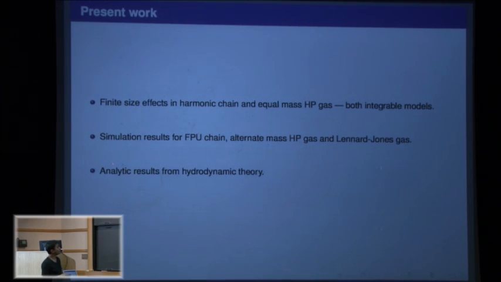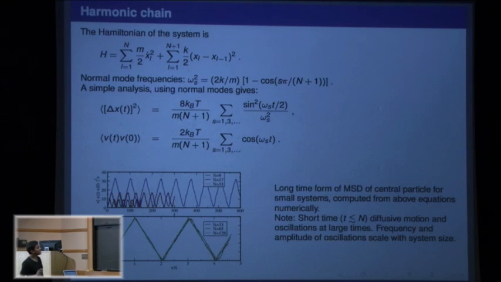Okay, so let's first start with the harmonic chain. This is the Hamiltonian: kinetic energy and interparticle quadratic potential, and this is the spring constant. Here one can just do a normal mode analysis. These are the normal mode frequencies for a chain of n particles.